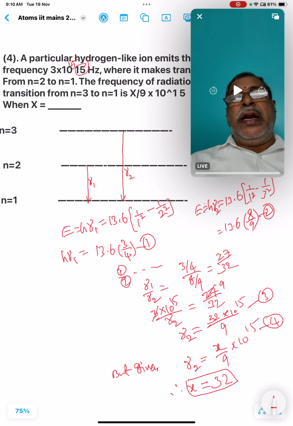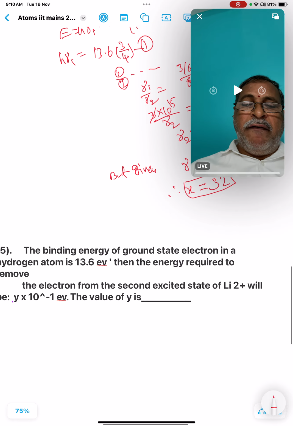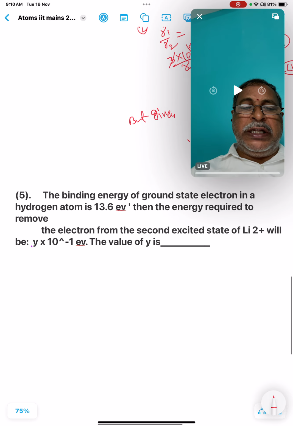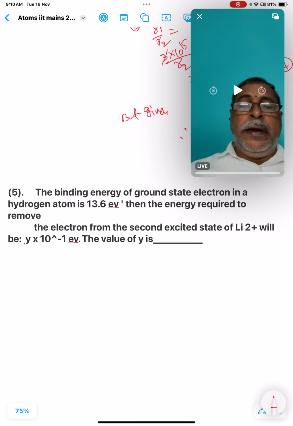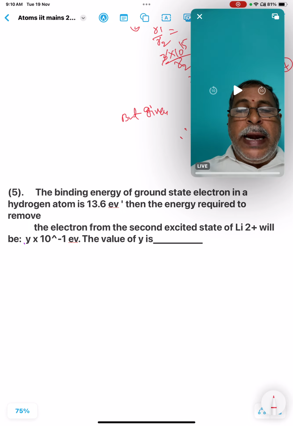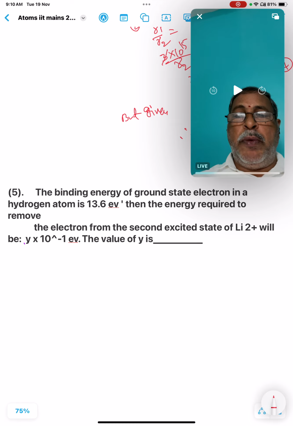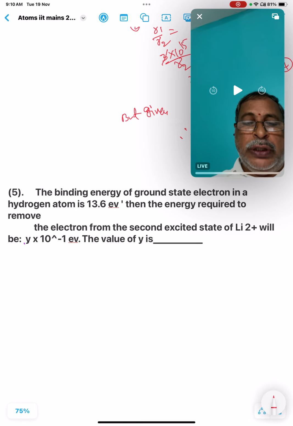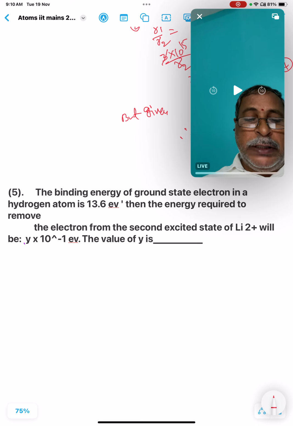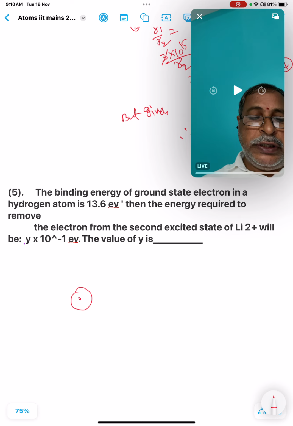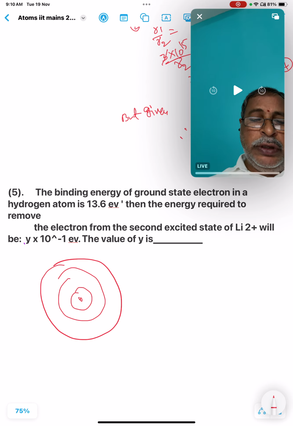Okay, let us discuss the next question very quickly. What type of question did they ask in the January 2024 shift in phase 1? The binding energy of the ground state electron in a hydrogen atom is 13.6 electron volts. So the ground state energy is given. Ground state means what? This is the first state, this is the second state, the third state, like this. So this is the ground state, I am representing.